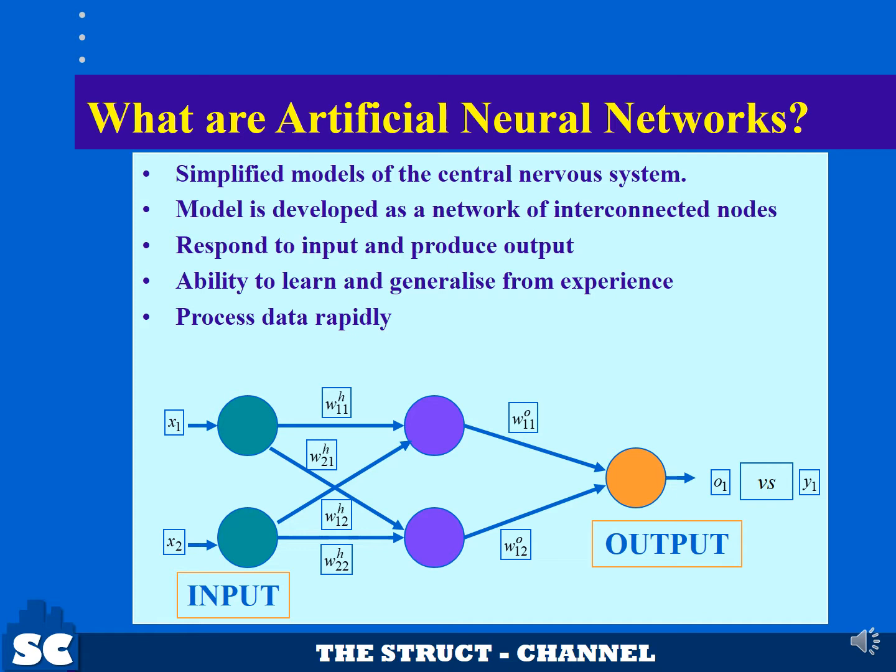ANN automatically construct the relationship for a given network architecture as experimental data are processed through a learning algorithm. Hence, ANN modeling is said to be data-driven. This is an example of an architecture of an artificial neural network.